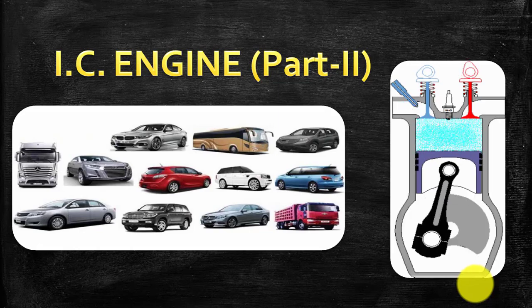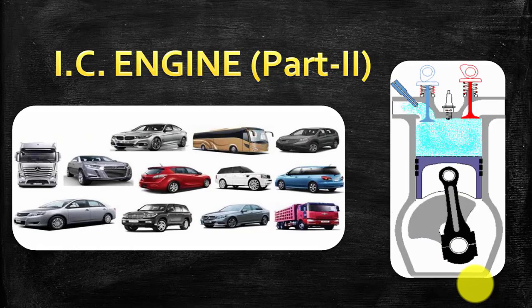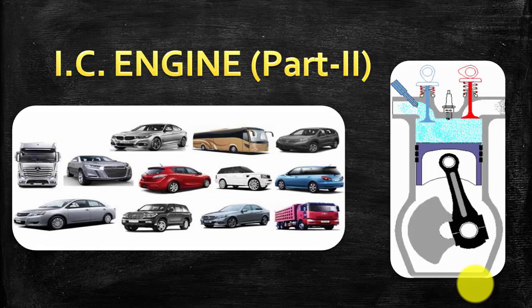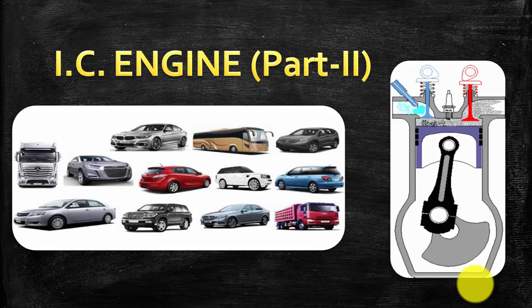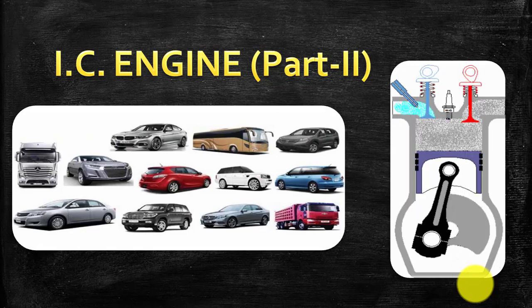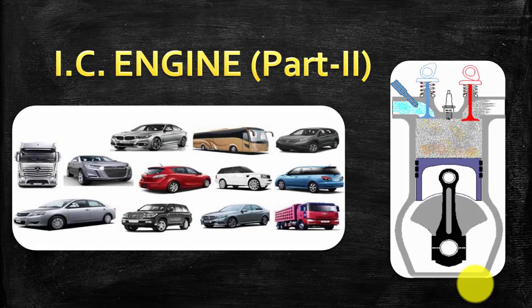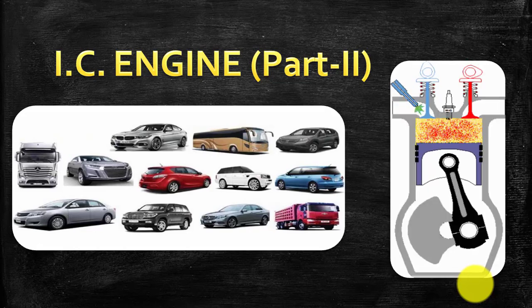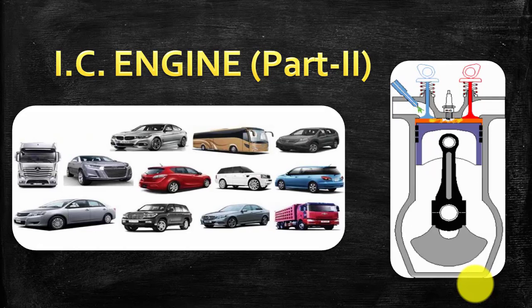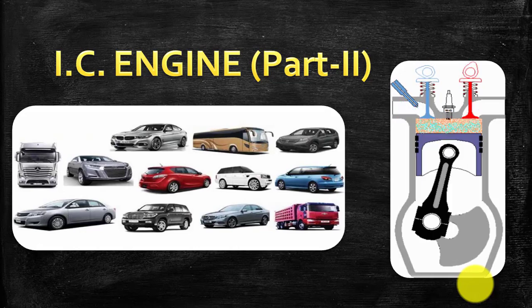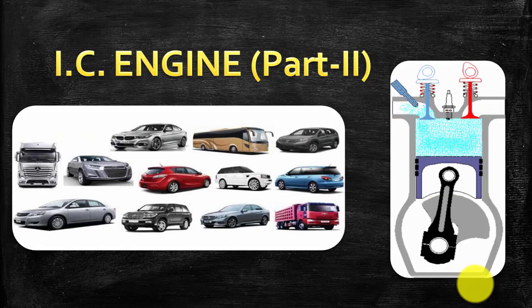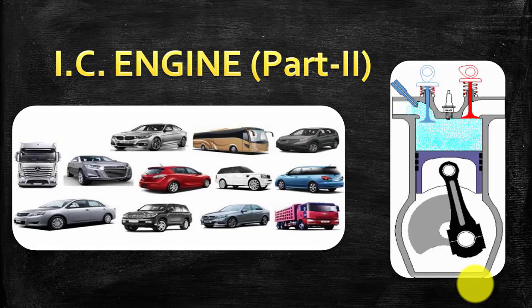In my previous video I covered the basic fundamental definition of internal combustion engine. Then we saw the constructional details of the cylinder block, piston pin, piston rings, connecting rod and crankshaft. Now in this video we are going to see a lot more. Let's see.